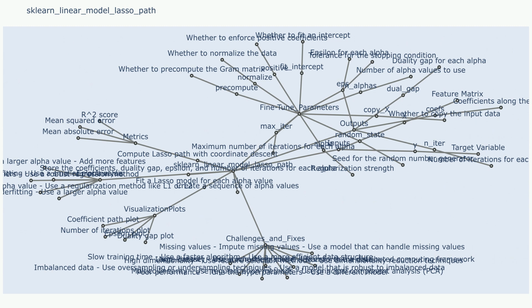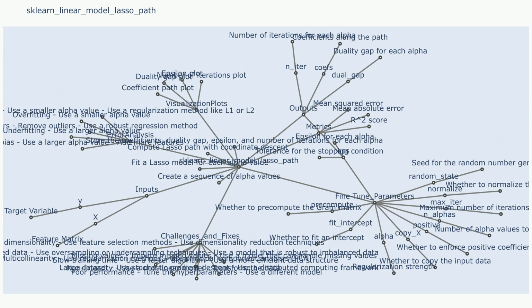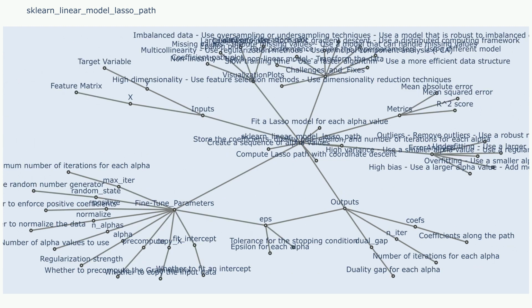Visualization plots: Coefficient path plot. This plot shows how the coefficients of the lasso model change as the regularization parameter alpha decreases. It helps visualize the feature selection process and identify important features. MSE vs alpha plot. This plot shows how the mean squared error (MSE) of the model changes as the regularization parameter alpha decreases. It can be used to identify the optimal alpha value that balances model complexity and performance.